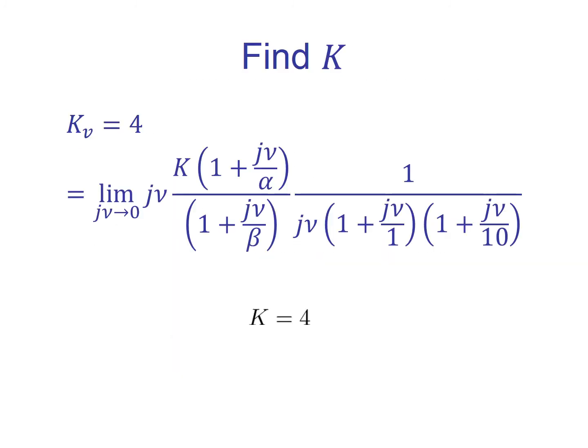Then we use this restriction. This velocity error coefficient should be equal to 4. So we can find this static error coefficient using the limit, for this case, for j nu tending to 0, of j nu times the controller times the transfer function of the plant, which is a standard procedure. So finally we have here K equals 4.